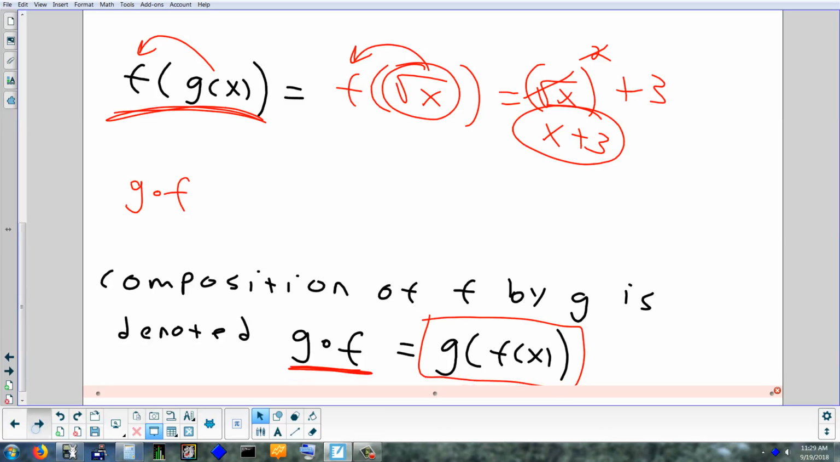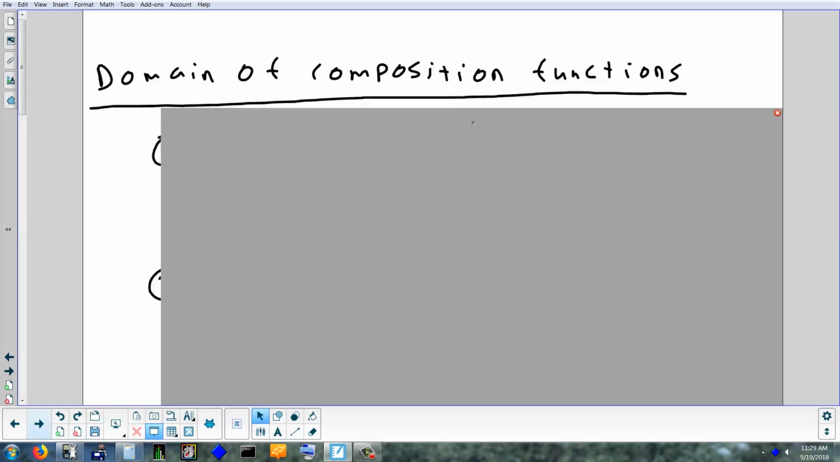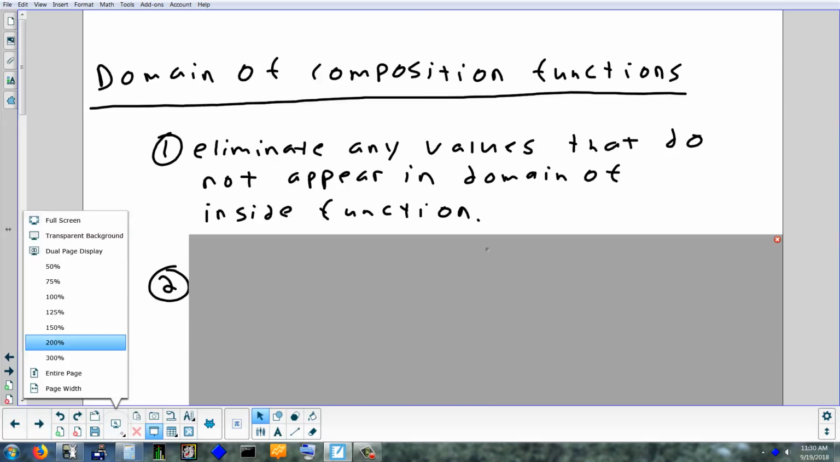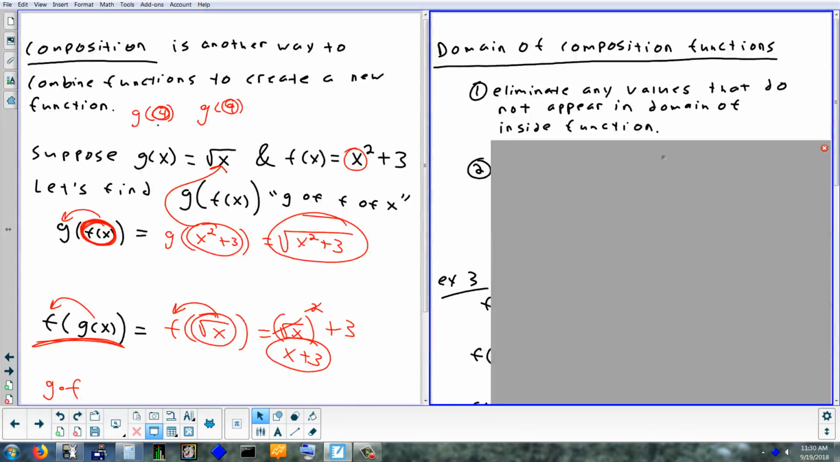Okay, so just different notation. All right, so to find the domain of a composition, how do you do it? There's 2 steps. The first step is to look at your inside function. Okay, so what do I mean by inside?